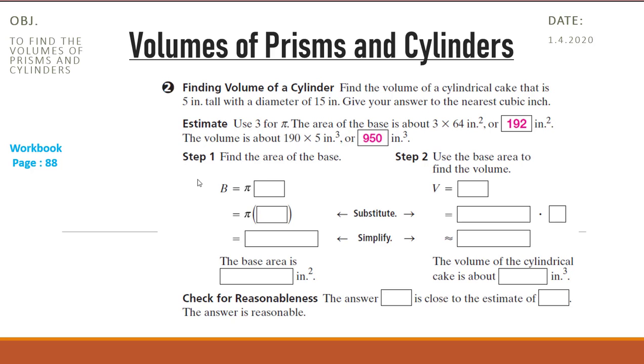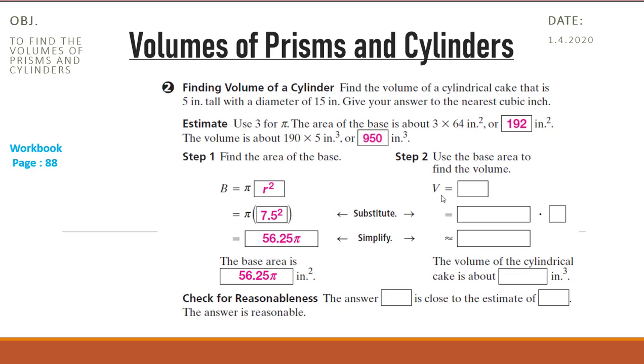Let's find the exact answer. Okay, first find the area of the base. So multiply pi and r square. And as we said before, the diameter is 15, so the radius is 7.5. And 7.5 square is 56.25. And we have pi as it is here. So the base area is 56.25 pi inch square.